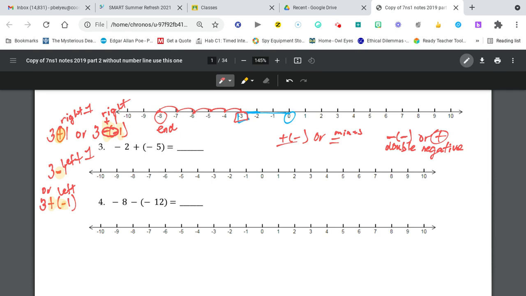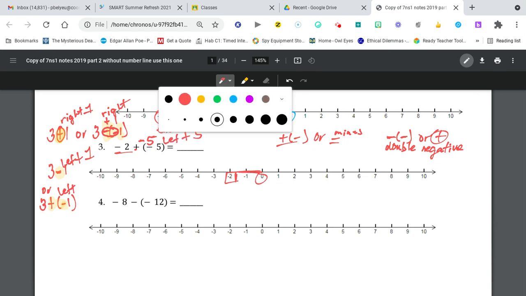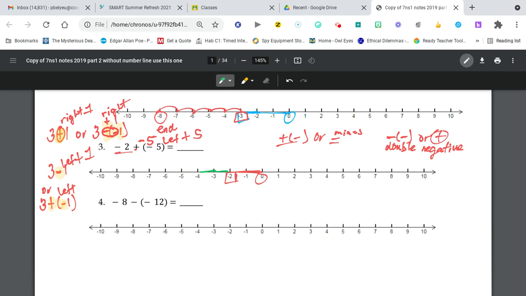So here it says start at 0 and go to -2. So go to -2. But I have plus a negative 5. Well, plus a negative is the same as just minus 5. So to subtract 5, I would go left 5. So just go left 5. 1, 2, 3, 4, 5. I end at -7. All right, here it says start at 0 and go to -8.